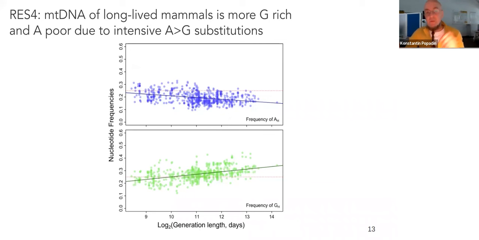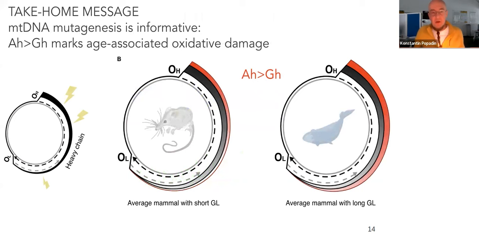So on completely different time scales, we observe the same trend. A to G is higher in long-lived species. So we do believe that this pattern is strong and universal. And the take-home message for today is that mitochondrial mutagenesis is not random noise. It's informative. We can use it not only to reconstruct phylogeny, but to understand something related to the ecology and physiology of different species, or the basal metabolic rate of different cells in our body.